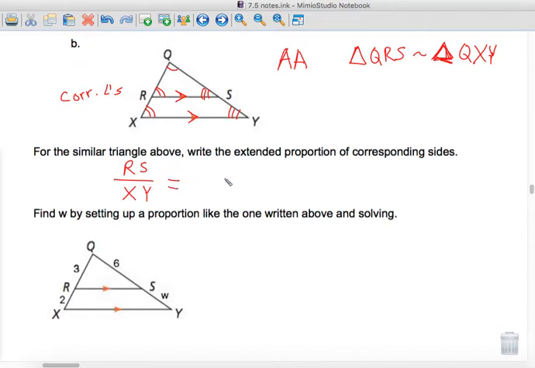now here's where a lot of people are going to make a mistake. It's QR, that's the side of the small one, but the side of the big one is the whole QX. A lot of people make the mistake of saying RX, but that's not true because RX is just part of the whole side of the triangle. QX is actually the whole side. And that makes the third part of this proportion QS over QY. Not SY, but QY.